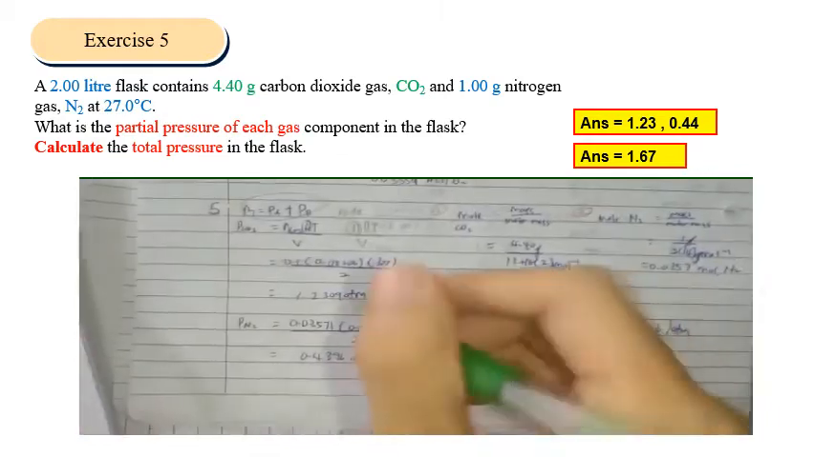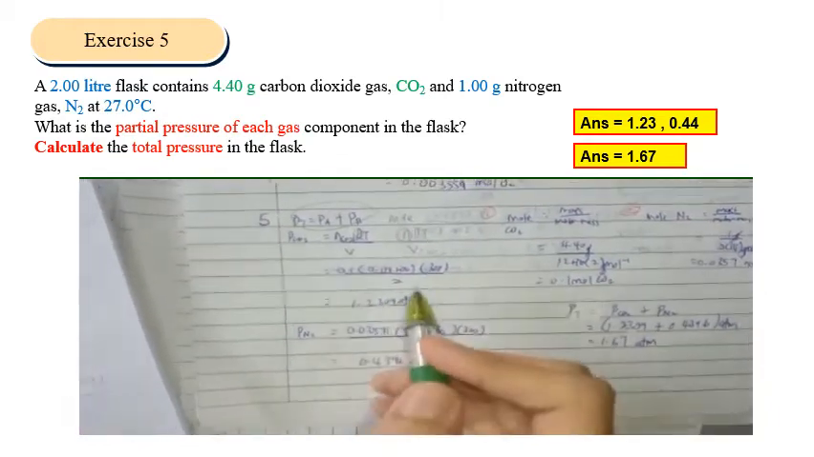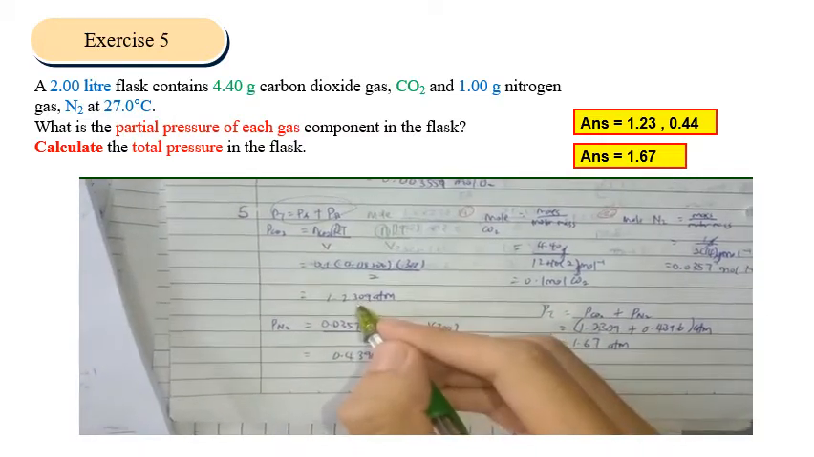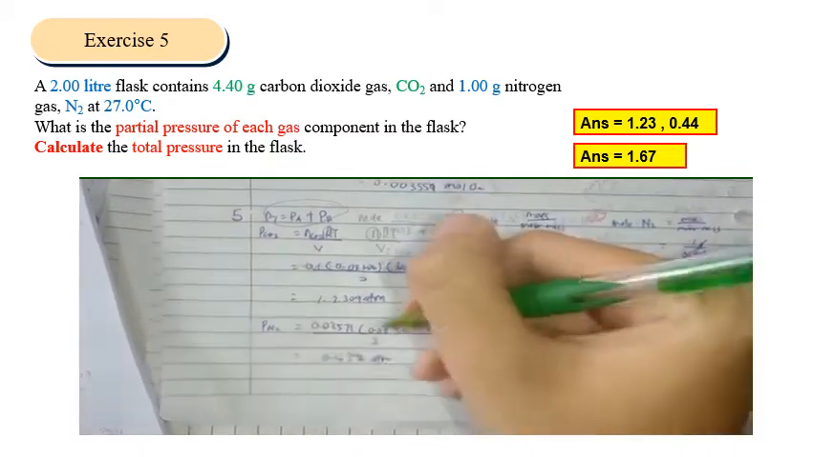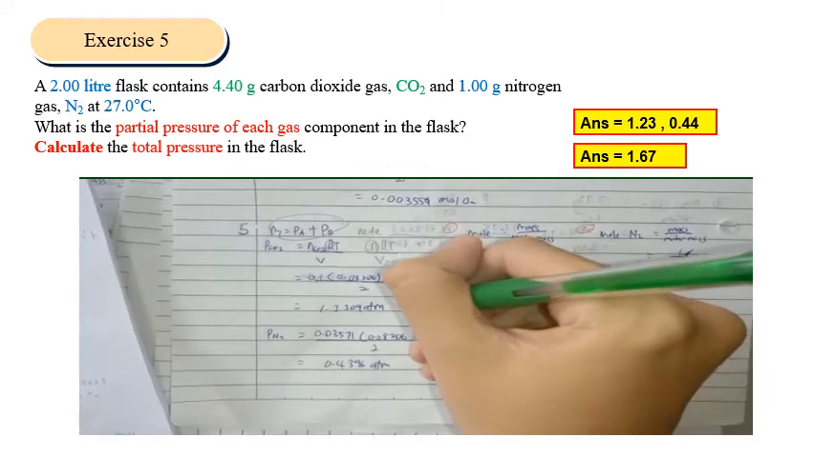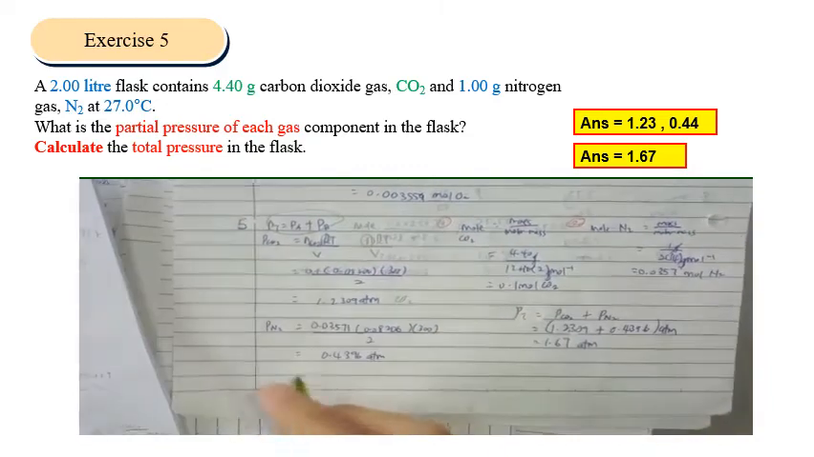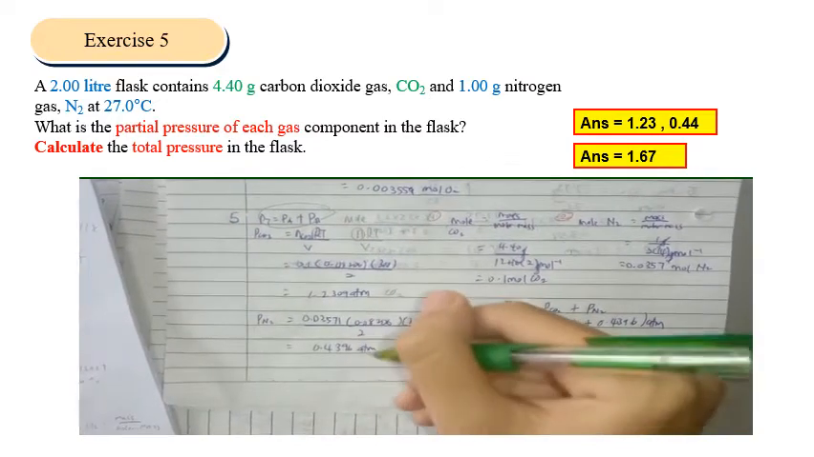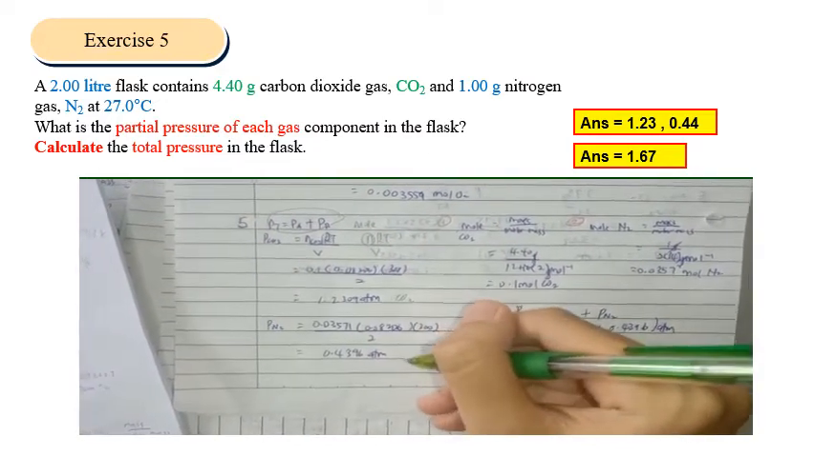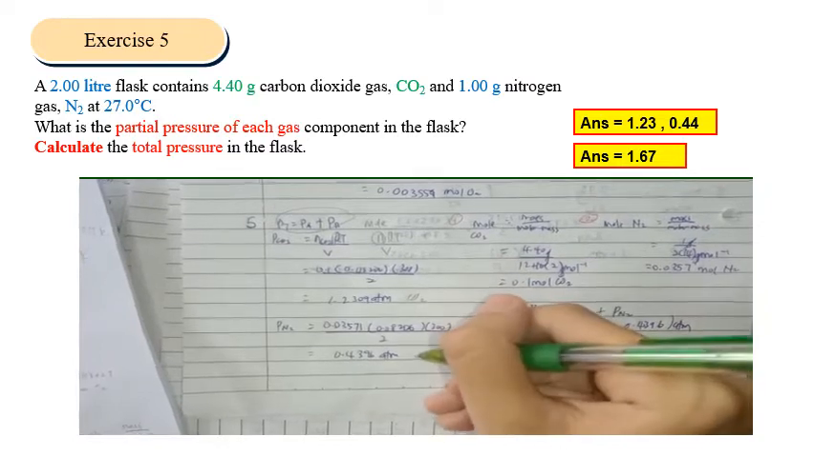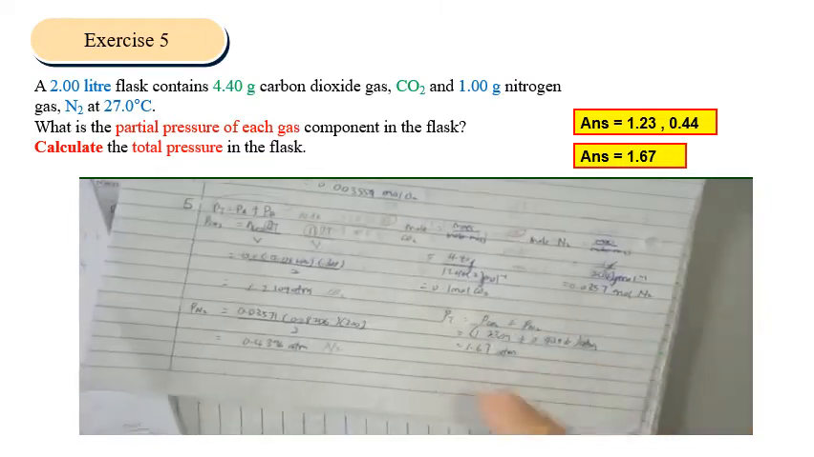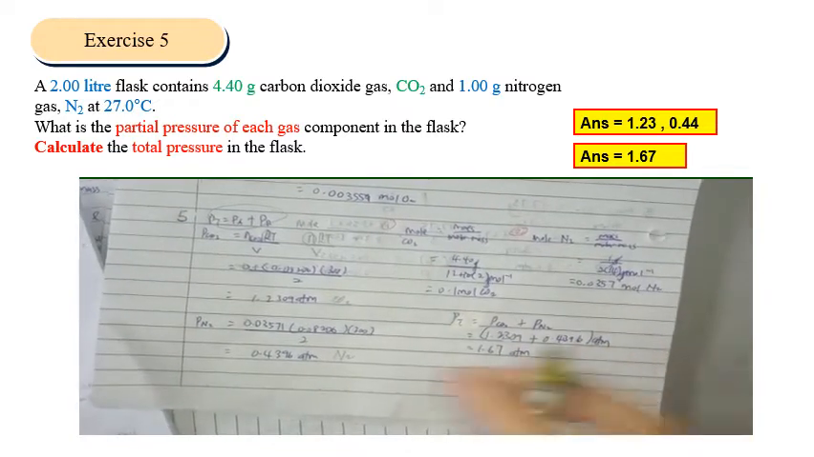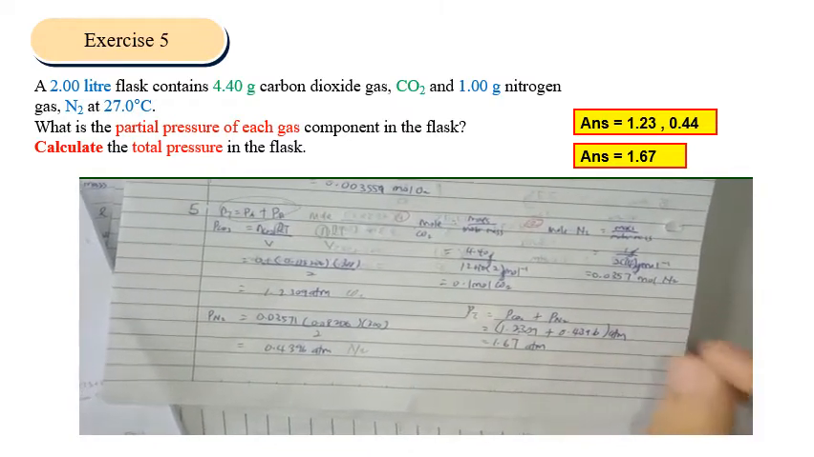300 Kelvin, and you just substitute in the formula, and you will get 1.2309 atm for CO2, and substitute and get 0.4396 atm for N2. And if you want to find the total pressure, you just sum up the PCO2 and PN2.